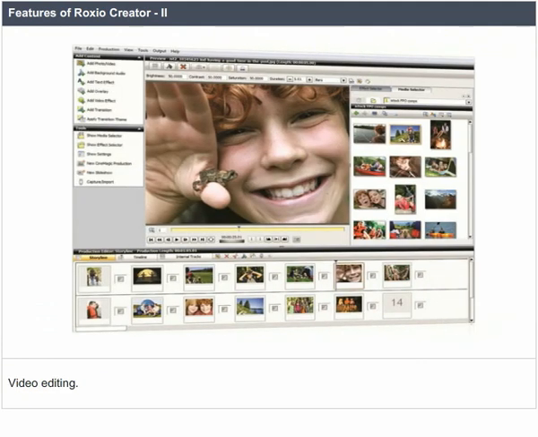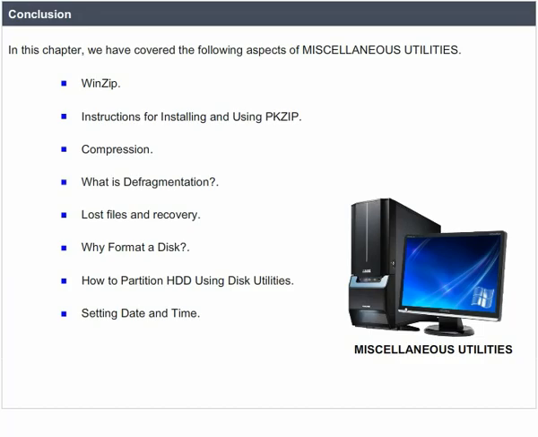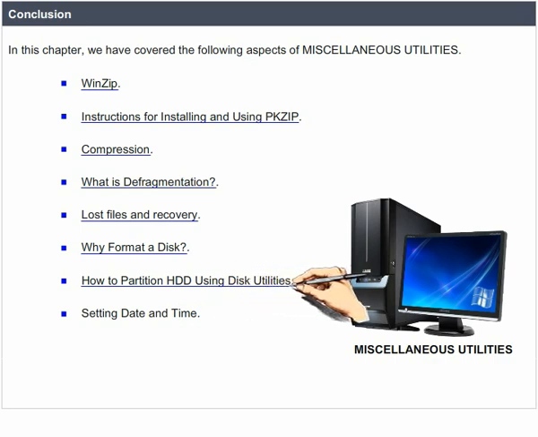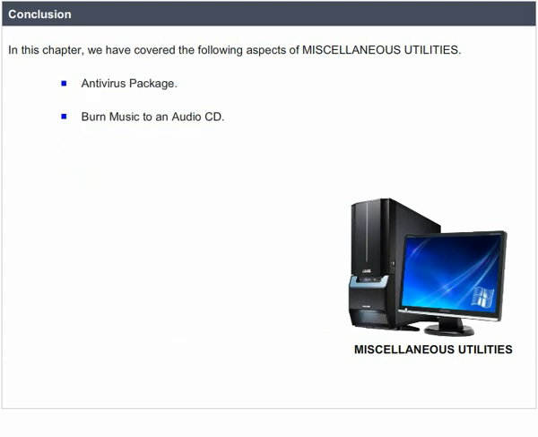Conclusion. In this chapter, we have covered the following aspects of miscellaneous utilities: WinZip, instructions for installing and using PKZIP, compression, what is defragmentation, lost files and recovery, why to format a disk, how to partition a hard disk drive using disk utilities, setting date and time, antivirus package, burning music to an audio CD.